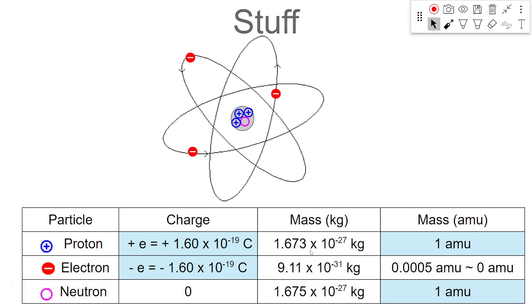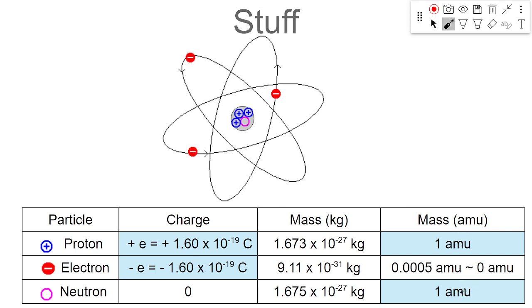The mass over here is a number that doesn't even make sense to the head. This is 1.67 times 10 to the minus 27 kilograms. Okay, it's so small you can't even get your head around it. And very often we just call it 1 AMU. This AMU right here stands for atomic mass unit. And so the mass of the proton is 1 AMU. You see down here that 1 neutron is also 1 AMU.